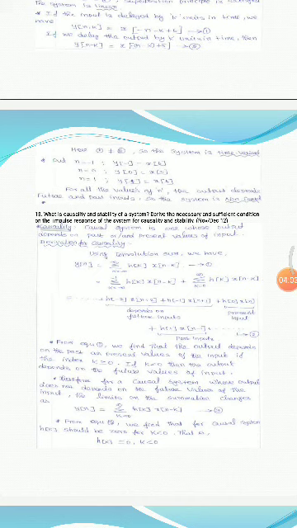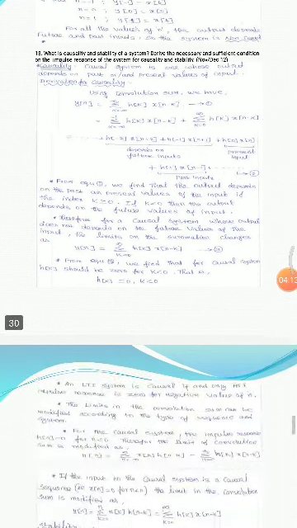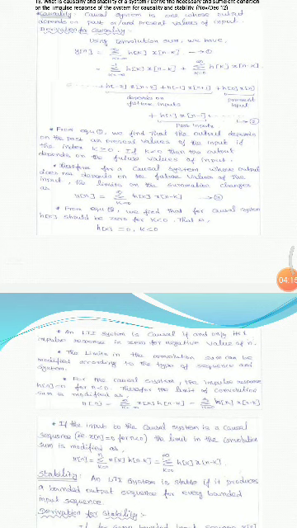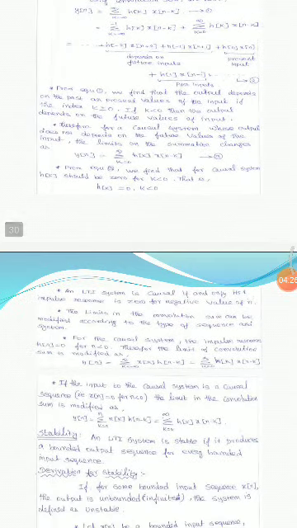The limits of the summation change. So y of n is equal to the summation from k equal to 0 to infinity of h of k x of n minus k, with h of k equal to 0 for k less than 0. An LTI system is causal if and only if its impulse response is 0 for negative n. The limit of the convolution sum can be modified according to the type of sequence and system. So for a causal system, the impulse response h of n is equal to 0 for n less than 0. Therefore, the convolution sum is y of n equal to the summation from k equal to minus infinity to infinity of x of k h of n minus k.